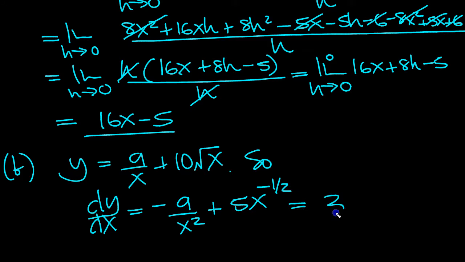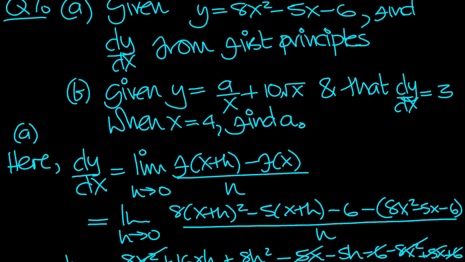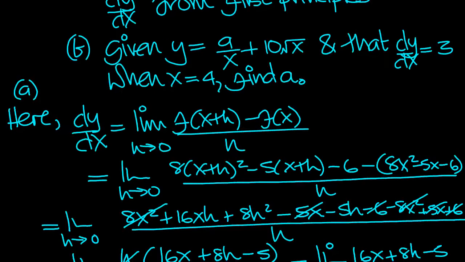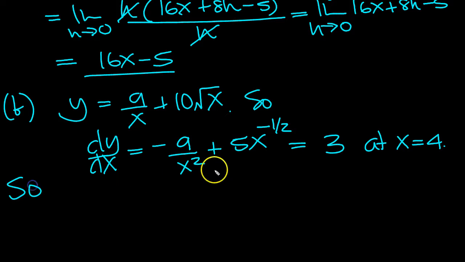So that equals 3. Okay, is what we're told, aren't we? That equals 3 when x is 4. So let's put 4 in then. Minus a over 16, plus 5 times 4 to the minus a half. 4 to the minus a half is, flip it underneath, 4 to the half, which is 2.